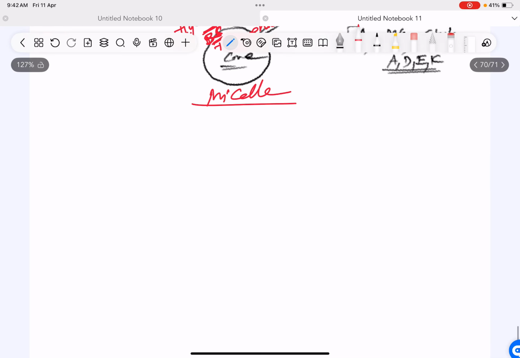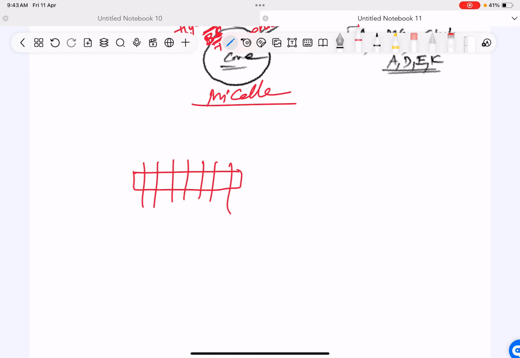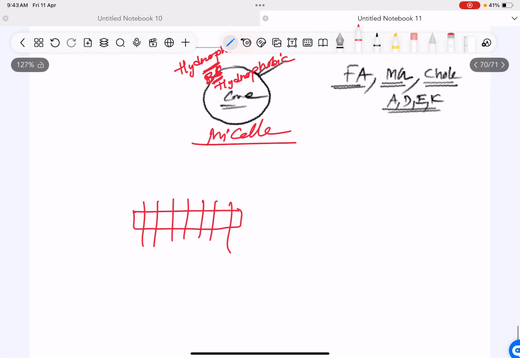And what is emulsification? Suppose you have a large fat globule. This is a large fat globule. Now emulsification is breaking it down into smaller fragments. This is emulsification. Bile salts are important for the emulsification. This large fat globule will now become small fat globules. This is what bile salt did.